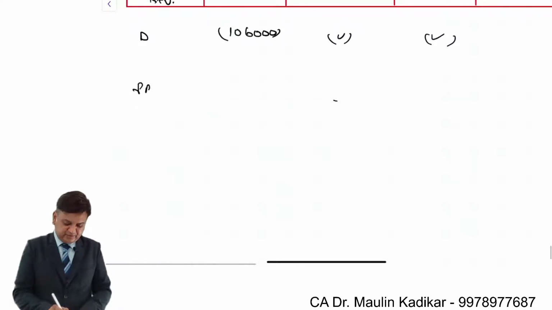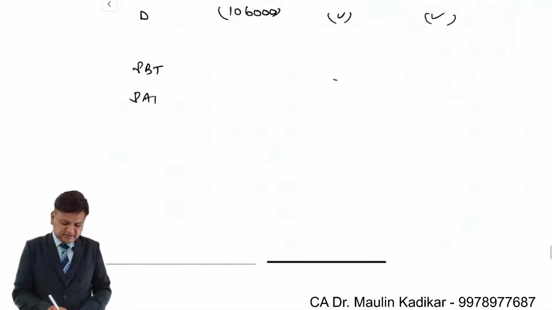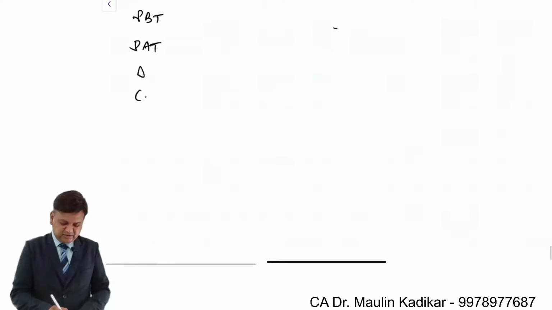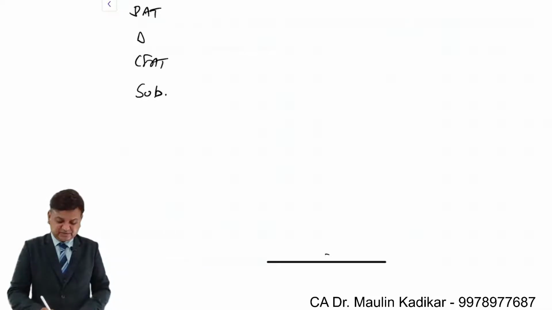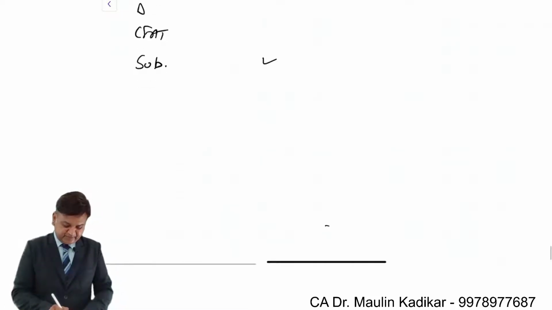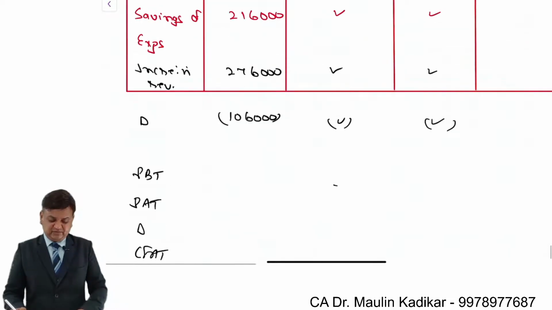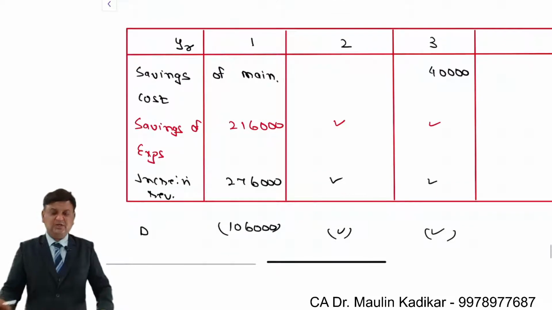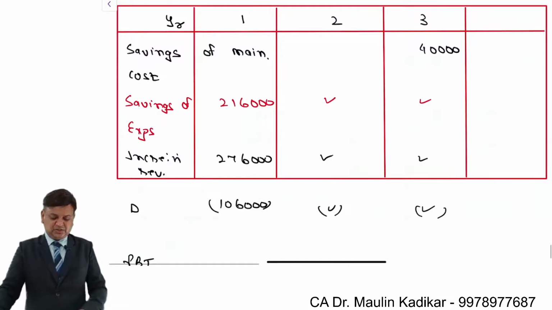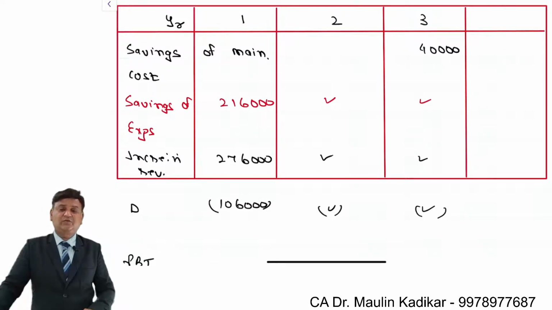So we will have profit before taxes, profit after taxes, add back depreciation, CFAT, subsidy. We are going to receive the subsidy at the end of first year. It is 15% of 27 lakhs. And that is the way the cash flow will be found. Then later on in step number 5, we'll have the discounting of the cash flow series for NPV calculation. This is the way we are required to prepare the cash flow series for year 1 to year 3 for the purpose of NPV calculation.